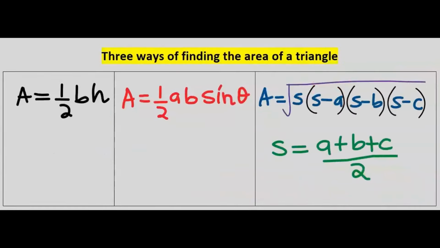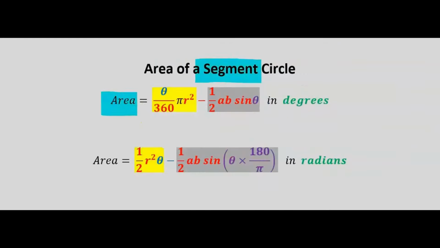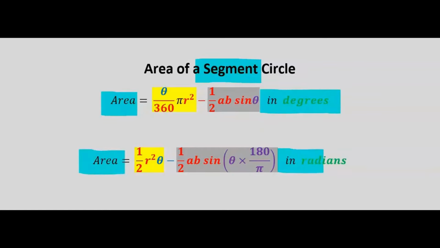There are 3 ways of finding the area of a triangle. The first one is when you have the base and the height. Next is when 2 sides and an angle are given. And the next one is when you have 3 sides, no height and no angle, where S is the semi-perimeter, which is the addition of the 3 sides divided by 2. Any of these can help you to find the area of a triangle. But in this video, because of the central angle, we are going to use this formula to find the area of a segment. We are going to use this formula when the central angle is in degrees, and this formula when the central angle is in radians.